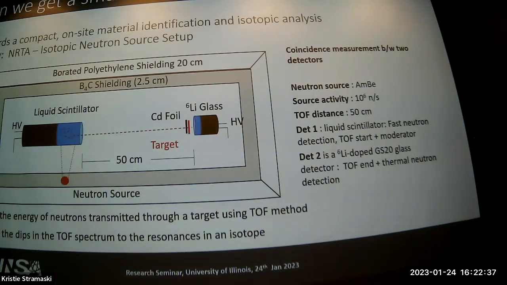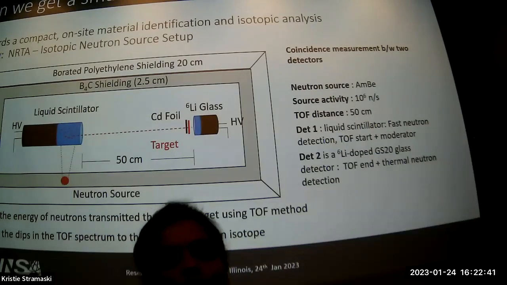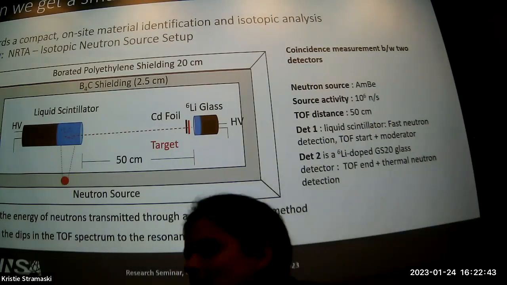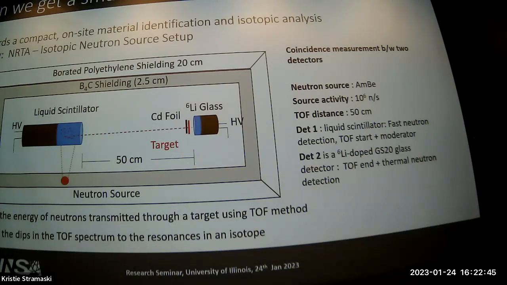Now, the next setup that I'm going to talk about is doing the same stuff, NRTA, using an isotopic neutron source. So forget about the neutron generator. The sources that we have in our labs, AmBe, plutonium-beryllium, can we use those instead of the neutron generator to do similar stuff? That was another idea that we are working on at TAMU.